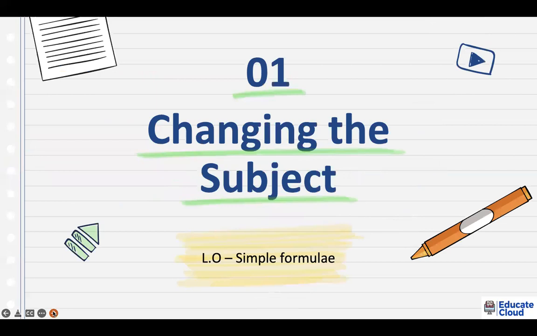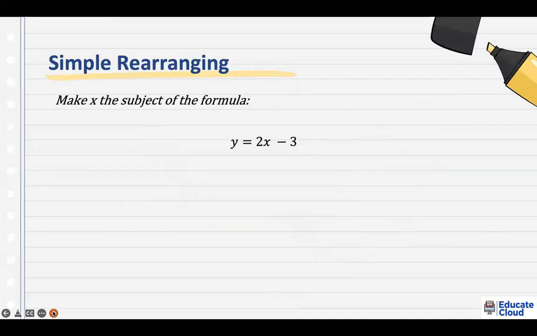So changing the subject of simple formulas requires that same process. So here you're just trying to make x the subject of the formula. You want to undo everything that's attached to the x. So first of all, to get the 2x by itself, we'll add 3 on both sides. That will give us y plus 3 equals 2x. And then you're going to divide by 2 on both sides.